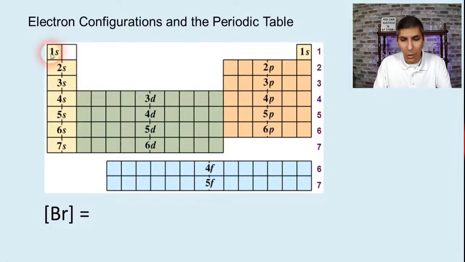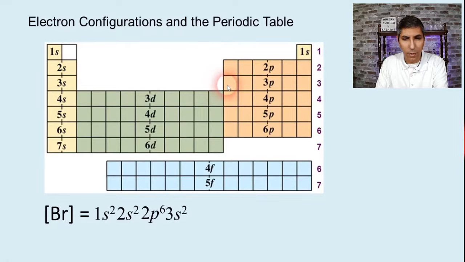And we start with 1s, and the 2 boxes, it's 1s2. And then we have 2s2 for the 2 boxes there. 2p has 6 boxes, 2p6. 3s2. 3p has 6. And then 4s has 2. 3d, you count that up, it has 10 boxes in it. So it's 3d10. That gets us up through zinc.